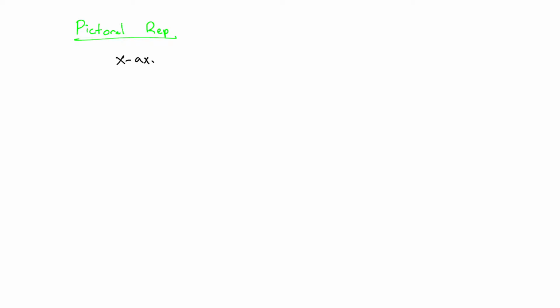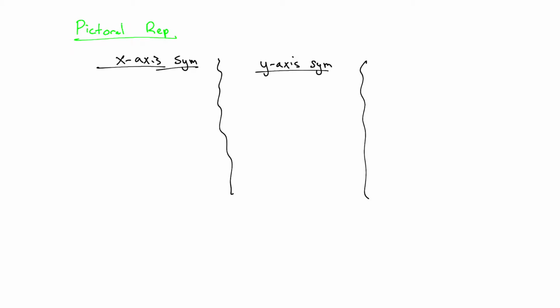So I want you to draw three graphs side by side. A graph here, and a graph here. That's what I want you to do. But I'll go ahead and get that started. I'm going to say pictorial representation, and so we're going to have x-axis symmetry, y-axis symmetry. Sorry, I should say x-axis symmetry first. And last but not least is origin symmetry.